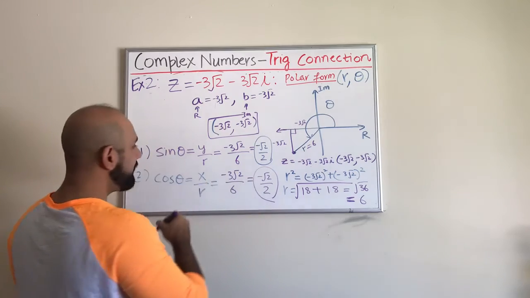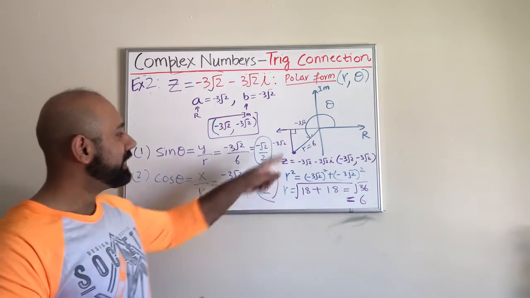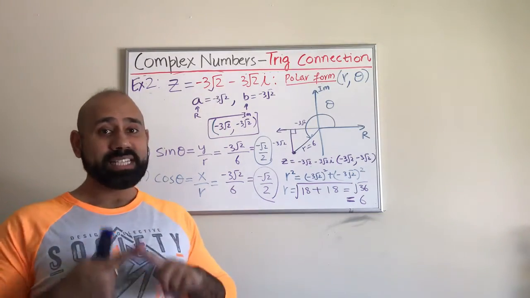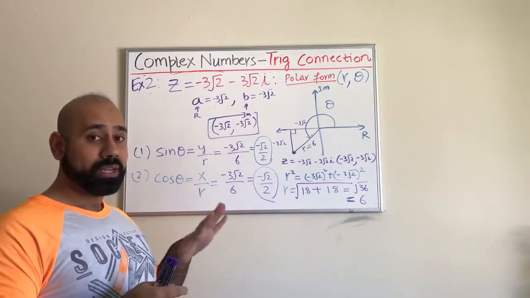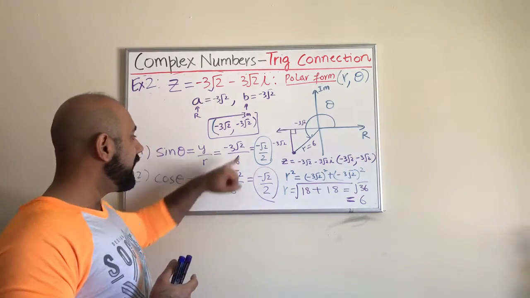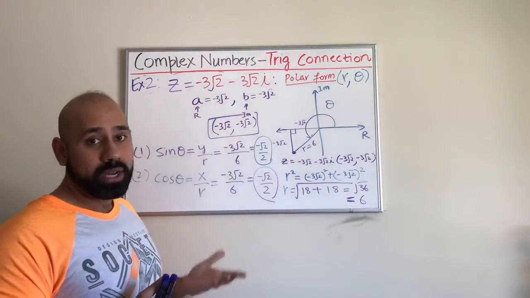So we have sine theta and cosine theta, and we can also see that this is in the third quadrant. In the third quadrant, only tangent is positive. So it also satisfies that condition that in the third quadrant, both sine and cosine are negative, and that's what we are getting here. Both are negatives.